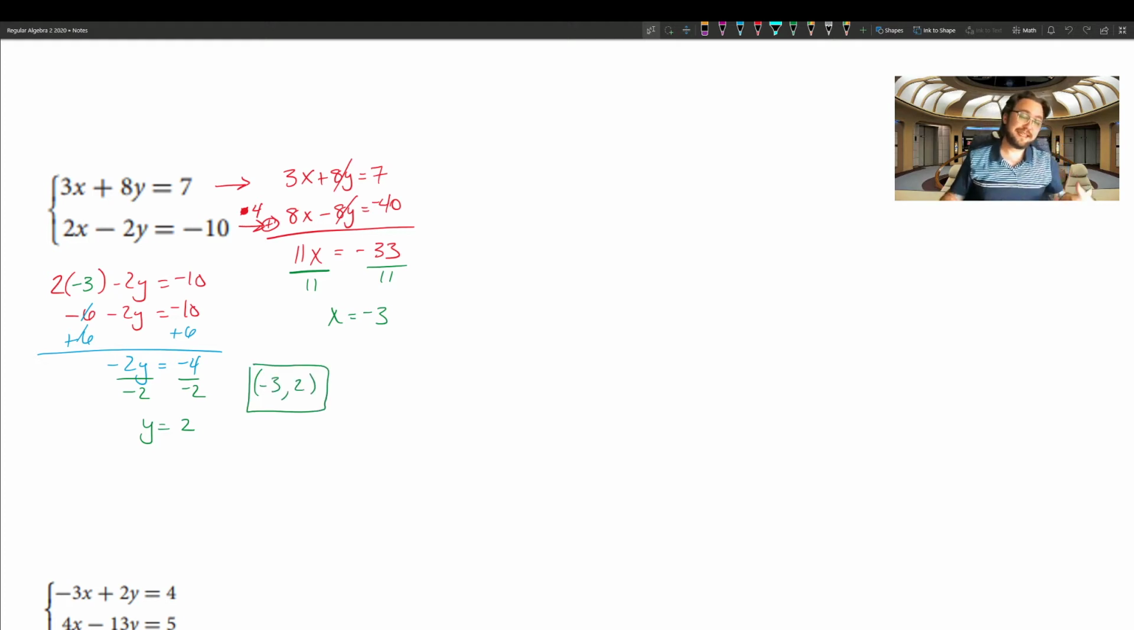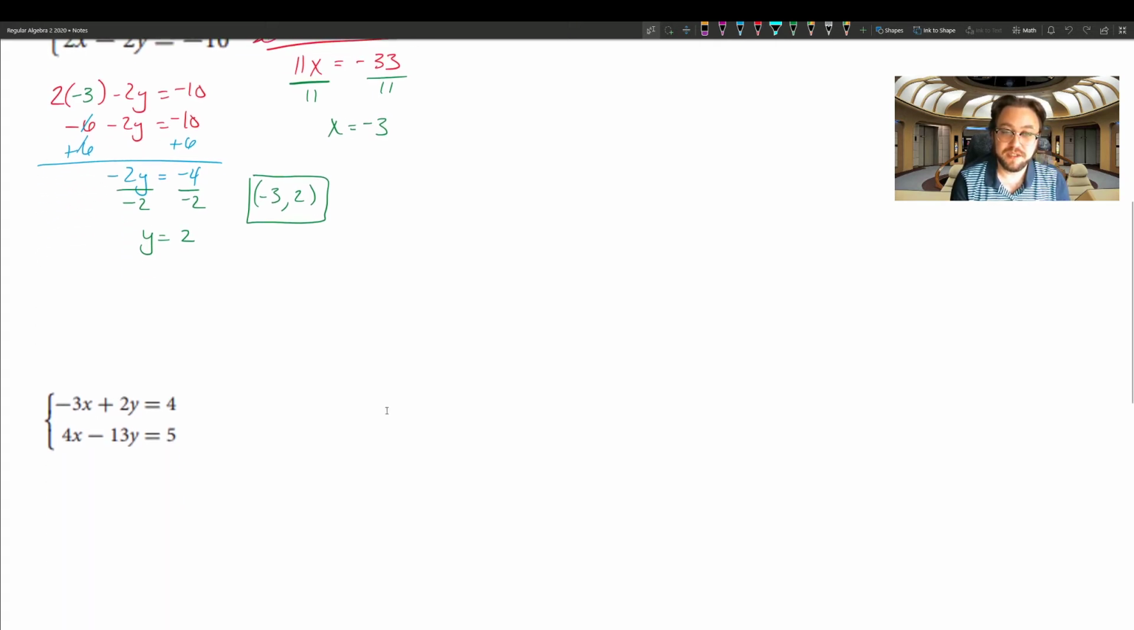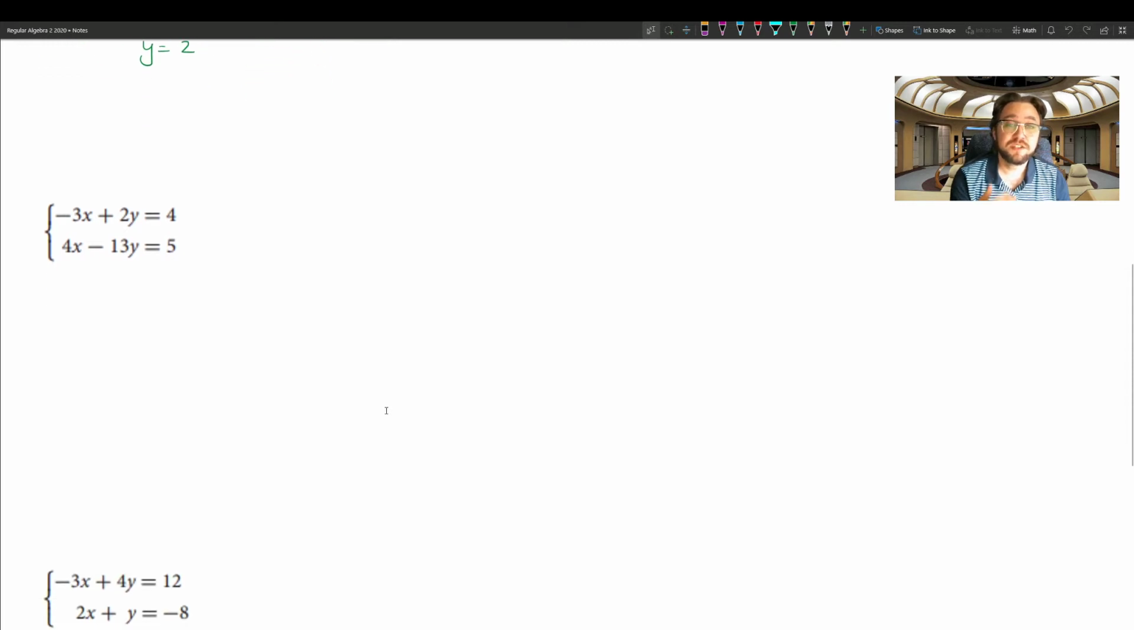So to me, this is an easier method than substitution. I think it goes a little faster, but, hey, I guess that's your decision to make. So let me scroll down and do another example. Let's see if I can make this one work out nicely. Here we've got a slight problem. I can't multiply any single thing and make these balance each other out.